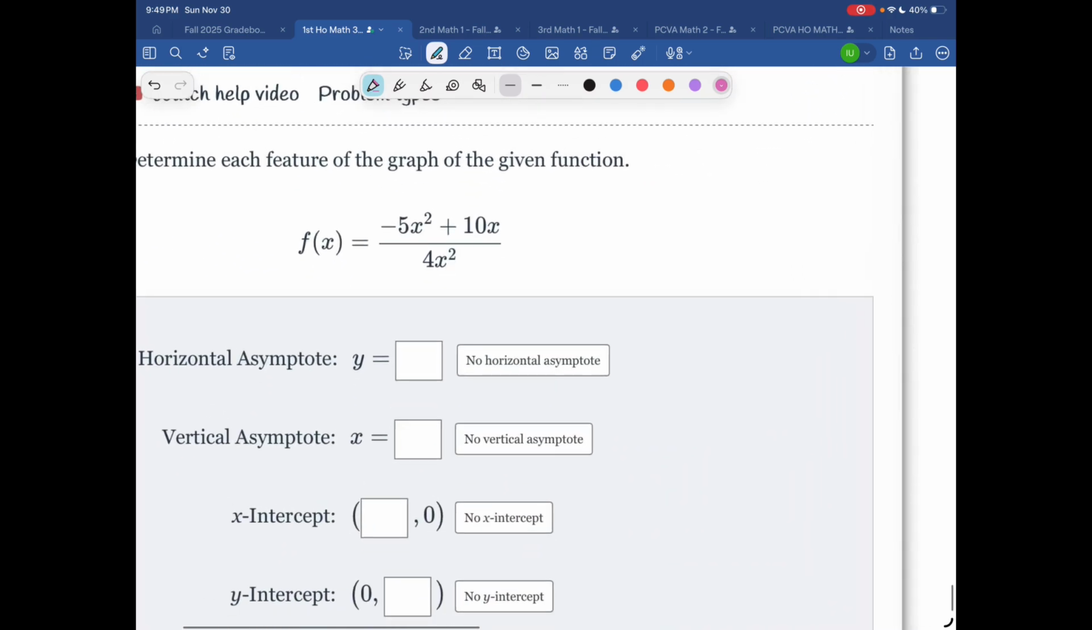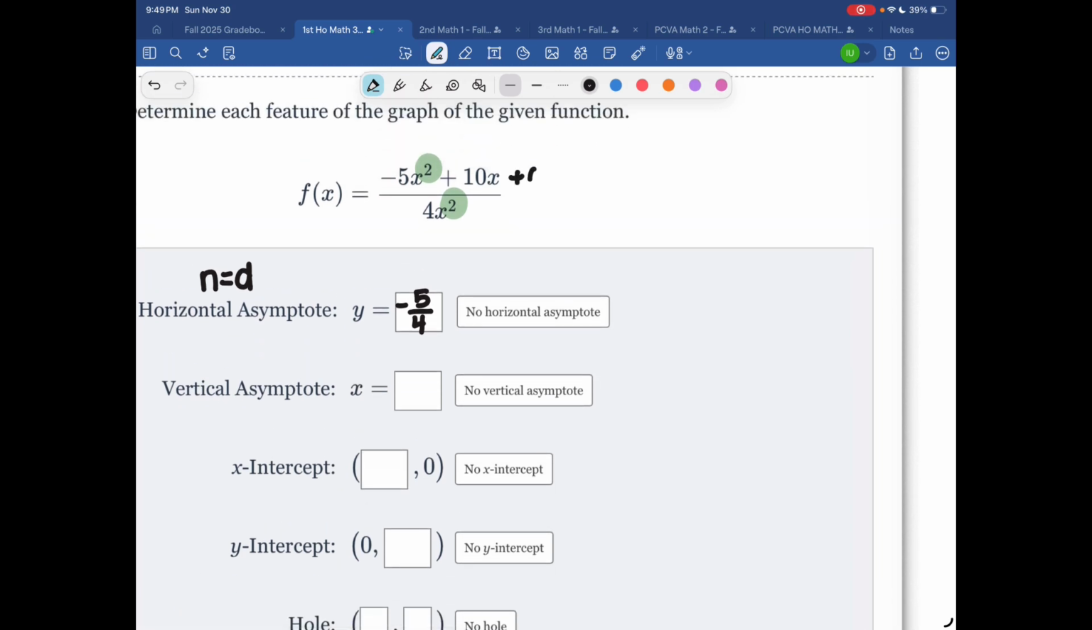So same situation here. Horizontal, again, remember horizontal means that we're checking the degrees, so these are equal this time. It's not always going to be equal, I know, in a lot of the ones that we have done. So we're going to say that that's going to be the leading coefficient, which is -5/4.